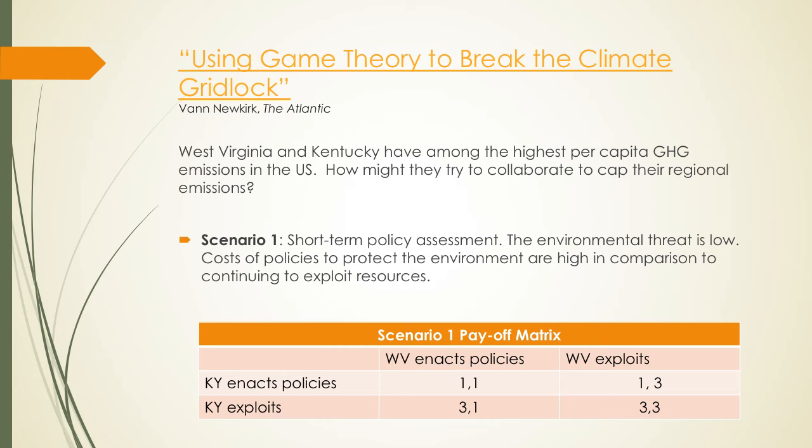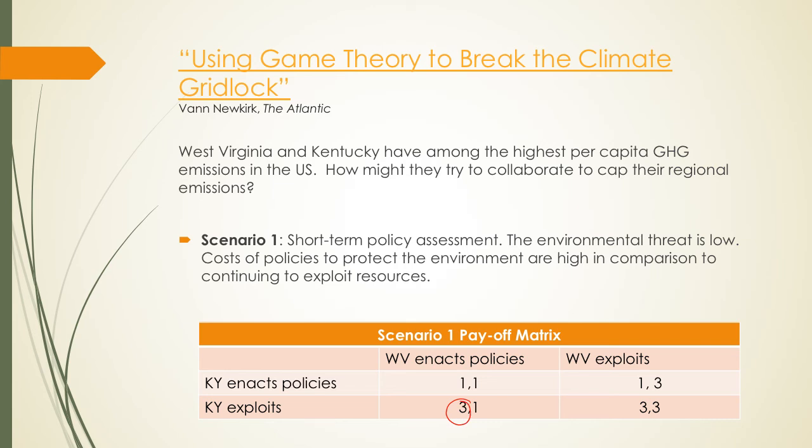In this payoff matrix, the payoff values are hypothetical and don't have units, but keep in mind that a higher value corresponds to greater net benefits. Let's try to identify the dominant strategies. If both states enact protective policies, they each have a net utility of 1. But if West Virginia enacts a protective policy and Kentucky continues to exploit resources, Kentucky's utility increases to 3.